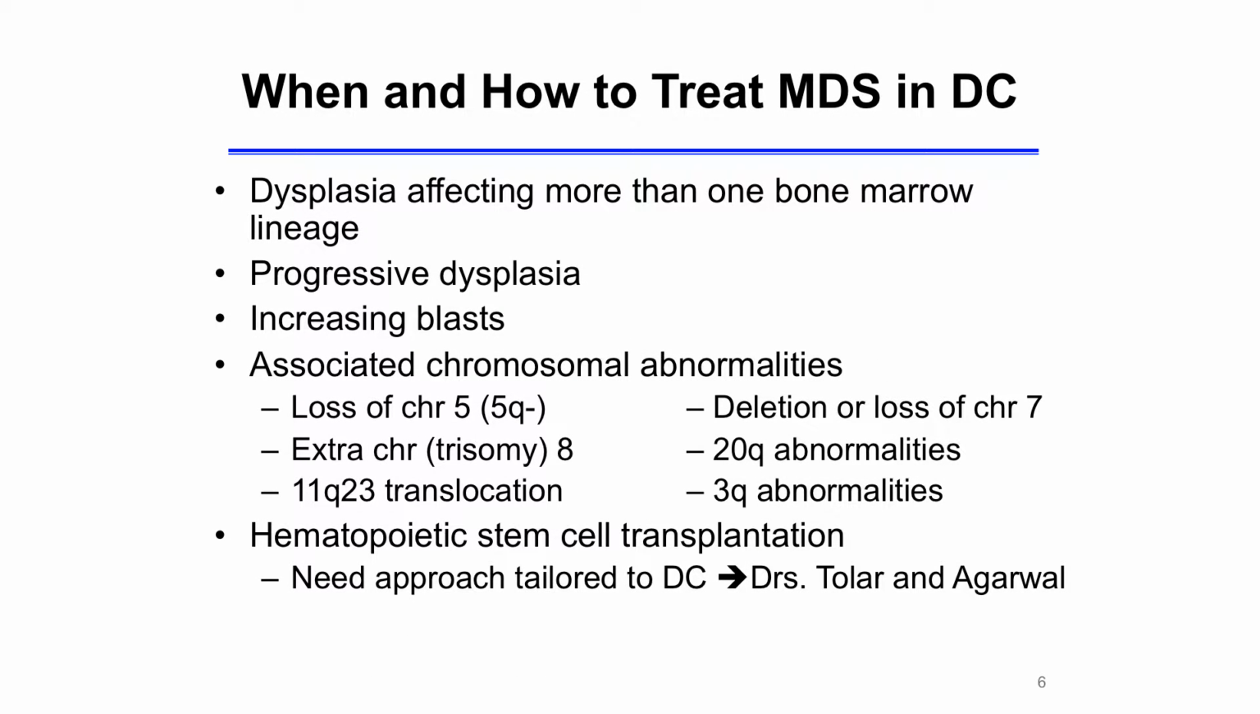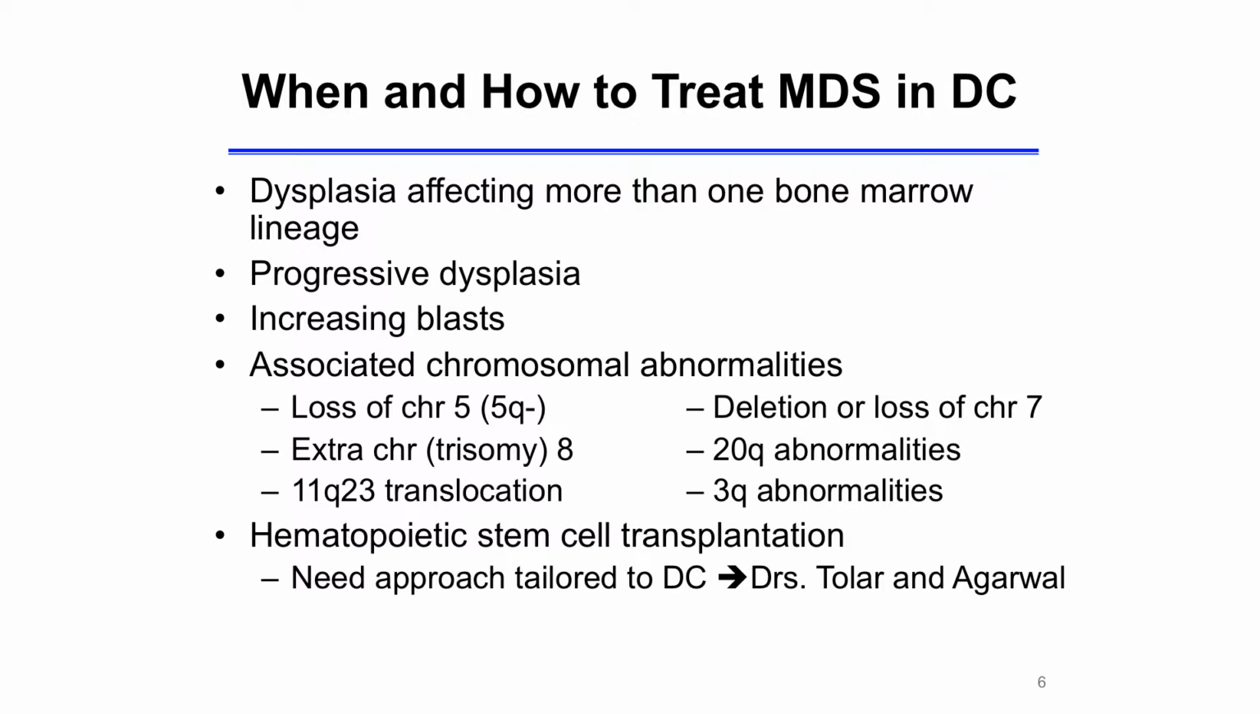So first of all, we look for these changes in the way that the cells look under the microscope, okay? They don't look normal anymore. We look for changes that are progressive. So you might have some changes, but they may be stable for a really long time. This is why getting that initial bone marrow is important, because you get a baseline.